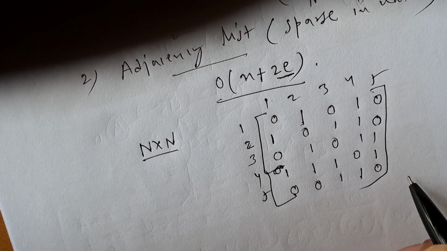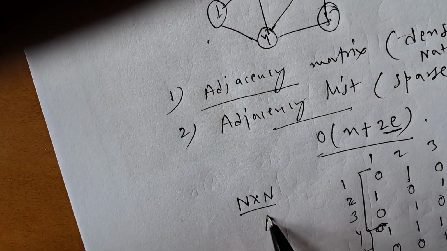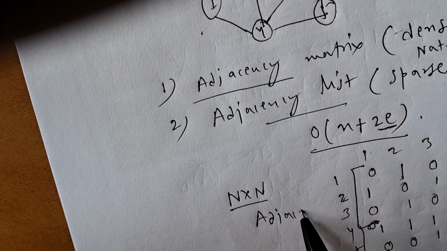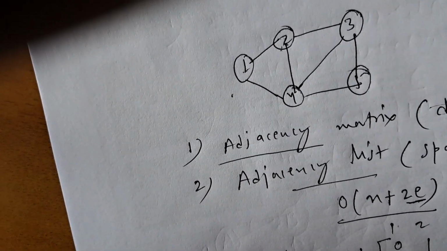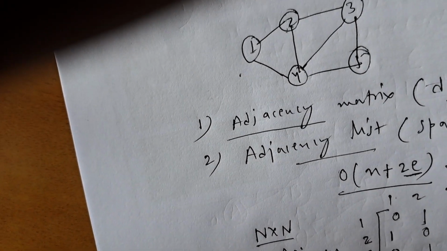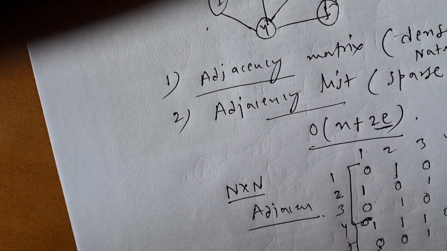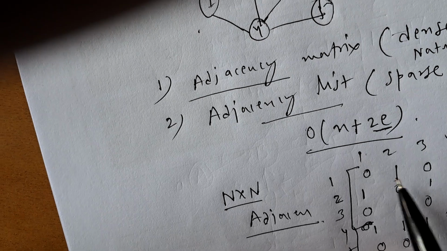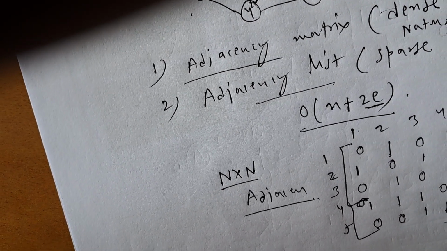So this is basically a 5 cross 5 adjacency matrix of your given graph, the example graph that we have taken. So in this way you can represent your particular graph in computer memory. It's basically n cross n. If there is an edge, you represent it by 1. If there is no edge, you represent it by a_ij equal to 0.